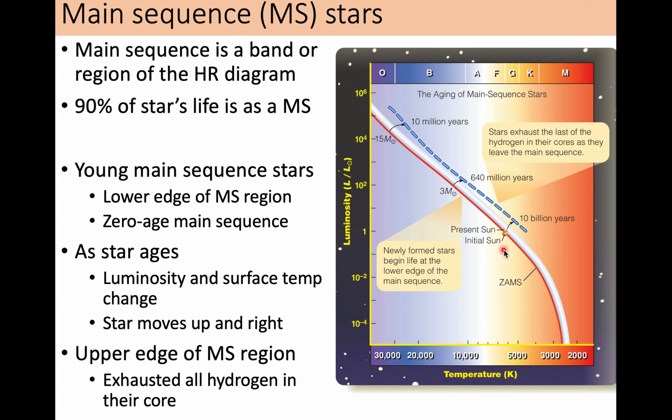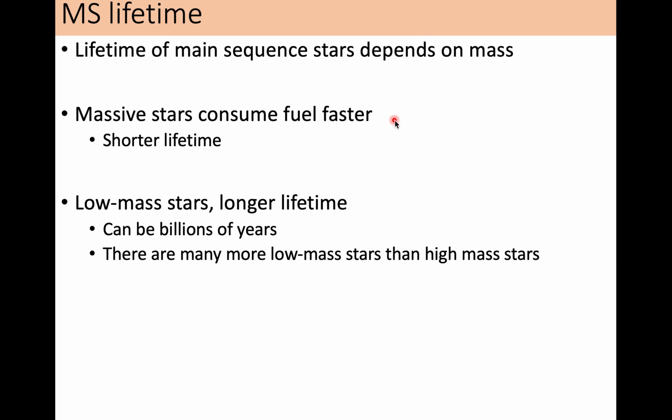All throughout, the reason that the star is moving is because it is constantly using up the hydrogen within its core and creating helium. So when the star gets to the point where it's exhausted all of its hydrogen, it's used up all of the hydrogen in the core, and all that's left is now the helium that it created. That is the end of the main sequence portion of the star's life.